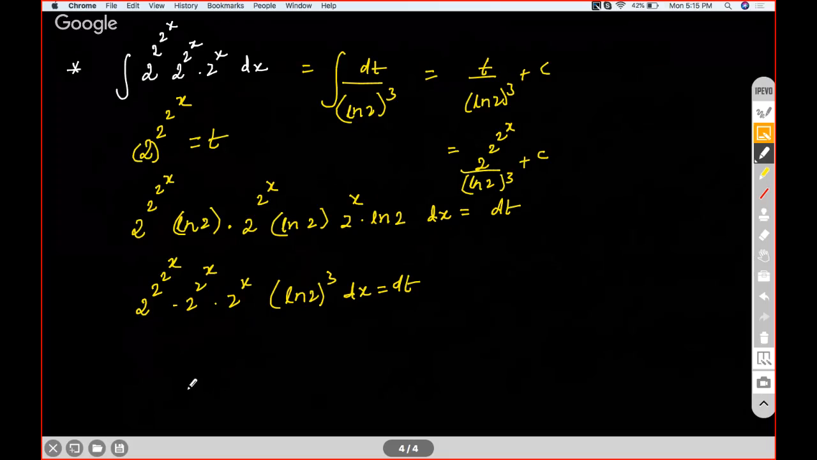Alright, so let's resume with the application, the growth and decay problems. Radium 226 decays at a rate proportional to the quantity present. Now remember, the question says decays. It decays proportional to the quantity present.